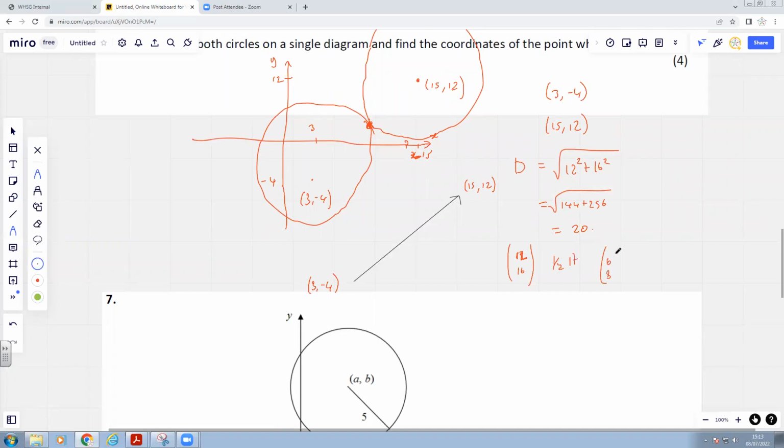Sorry, I'm getting these the wrong way around. We're going across 12, up 16. Well, to get to the midpoint, just do half of that: go up 8, across 6. So in other words, we need to increase this by 6, giving me 9, and increase that by half of 16, which is 8, giving me 4.